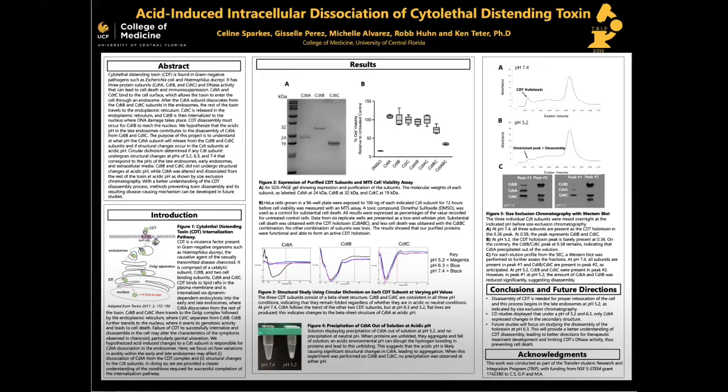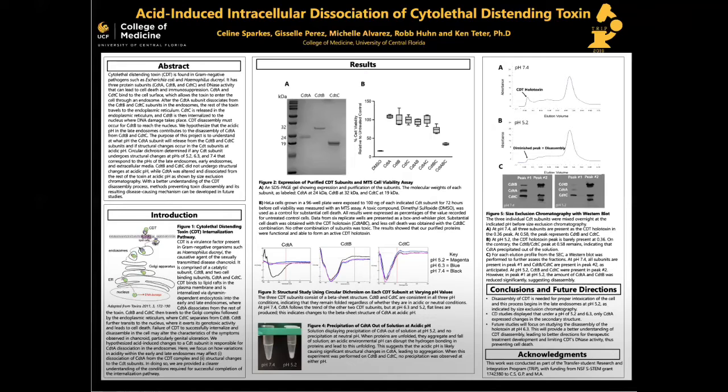Moving on to the results, we confirmed that our proteins were pure as shown in our SDS-PAGE gel in Figure 2, Image A, and we ensured that our CDT proteins were also functional using an MTS cell viability assay as seen in Image B. In addition to studying how acidity impacts the dissociation of the CDT holotoxin, we also used circular dichroism to analyze changes to the structure of our proteins.